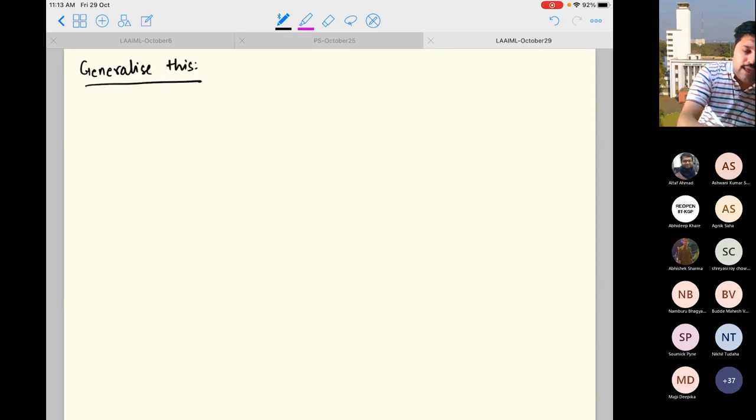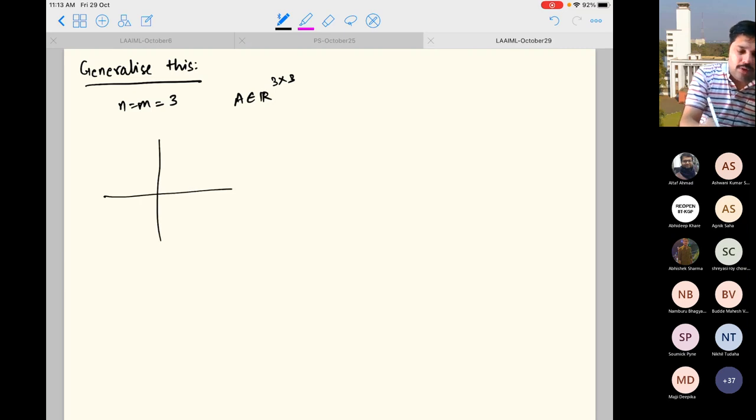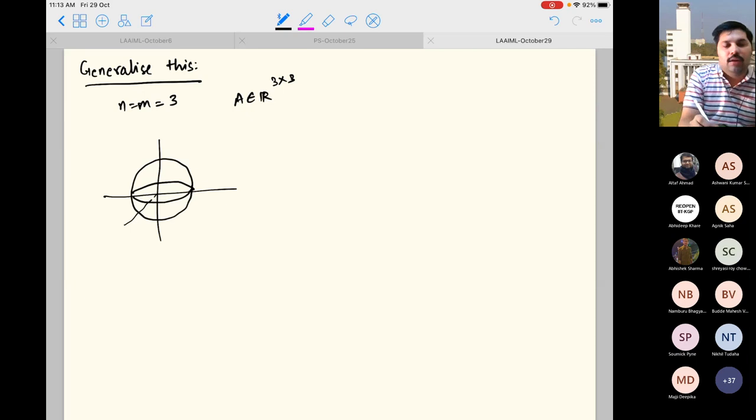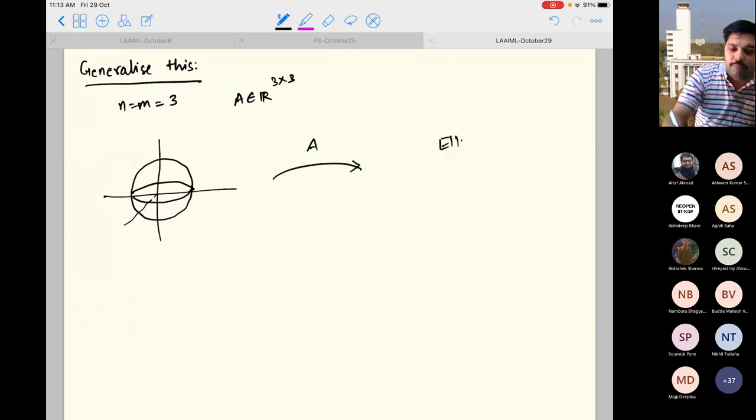So suppose I take n is equal to m is equal to 3. So suppose I still have A in R 3 by 3. Then what is going to happen? You have a three-dimensional space, and then you have a unit sphere sitting over here, and this unit sphere is going to get transformed into an ellipsoid, right? So this is the ellipsoid that you will be having. I cannot really draw an ellipsoid here. So you all have to now start visualizing this.